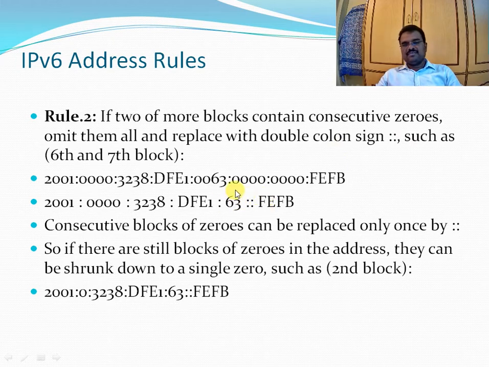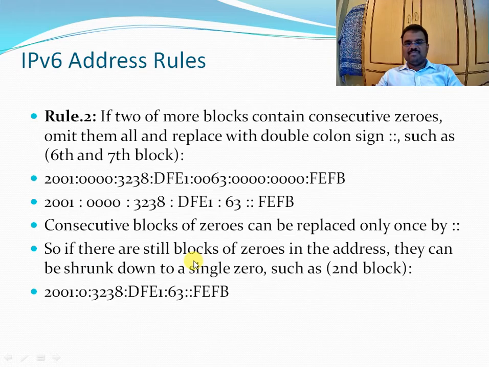So in the previous example, as per rule 1, there were leading zeros in this block. We have omitted these leading zeros. Straight away we are writing 63, omitting the zeros. And here also we are discarding these entire zeros, because as per rule 2, these are consecutive blocks containing zeros. That's why instead of these two zero blocks, we are indicating two colons. So consecutive blocks of zeros can be replaced only once by double colons.